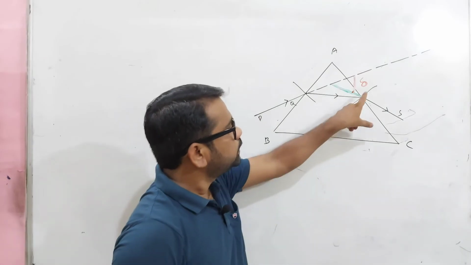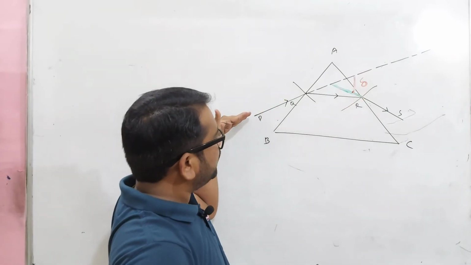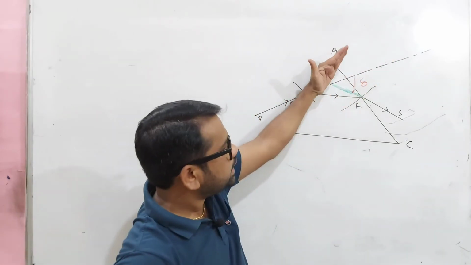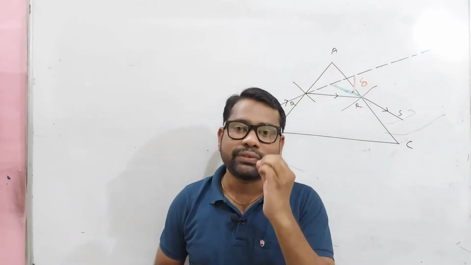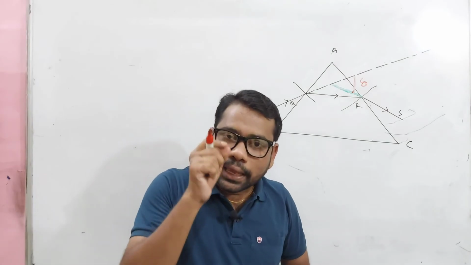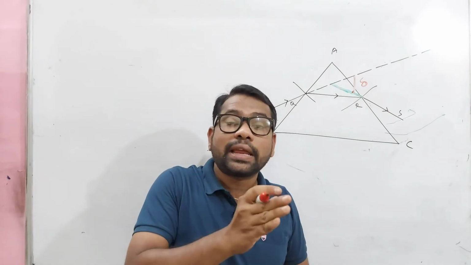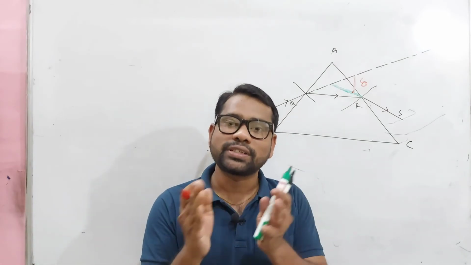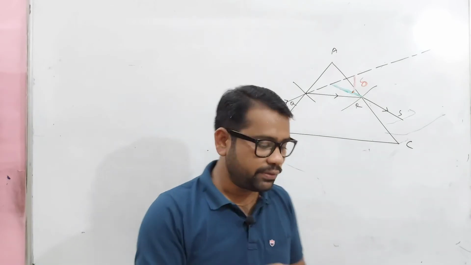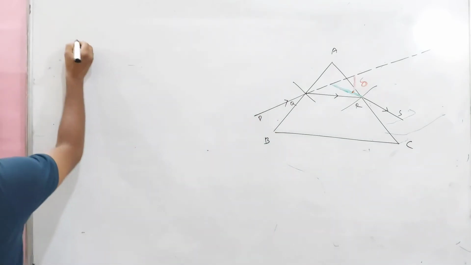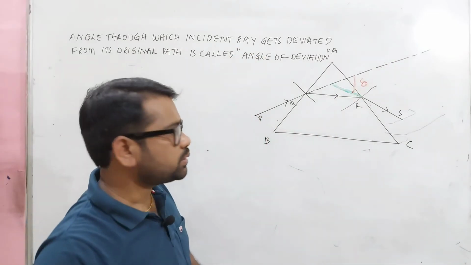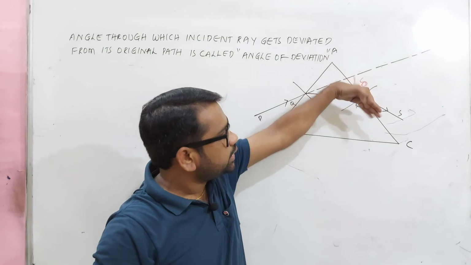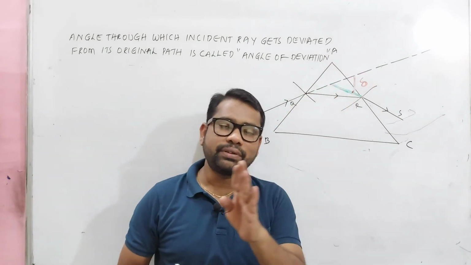So here, what is happening actually? The light ray would have traveled like this, but it is getting deviated through a certain angle. That angle is called the angle of deviation, which means the angle through which the incident ray gets deviated from its original path. Let us write here: light would have traveled along a straight line path. Due to the presence of the prism, it is getting deviated through a certain angle. That angle only we can call the angle of deviation.